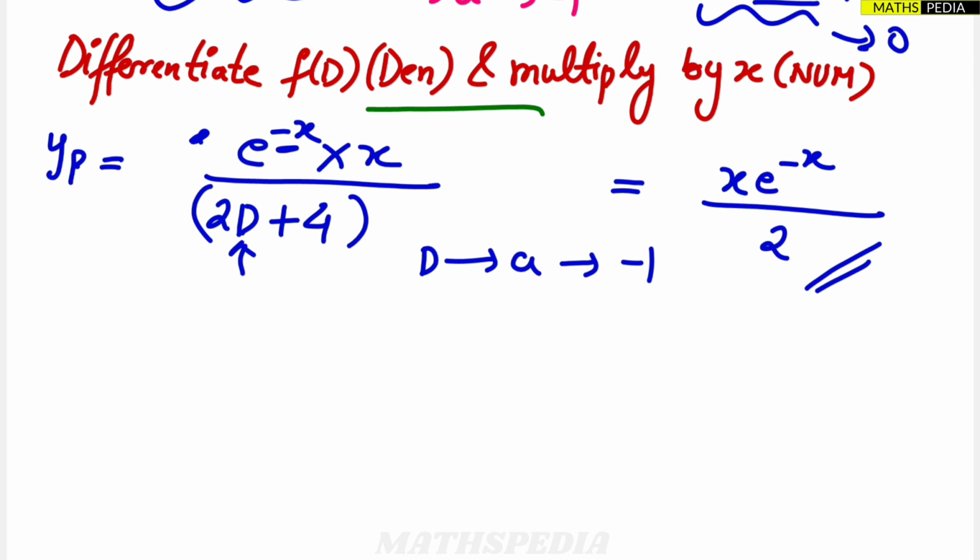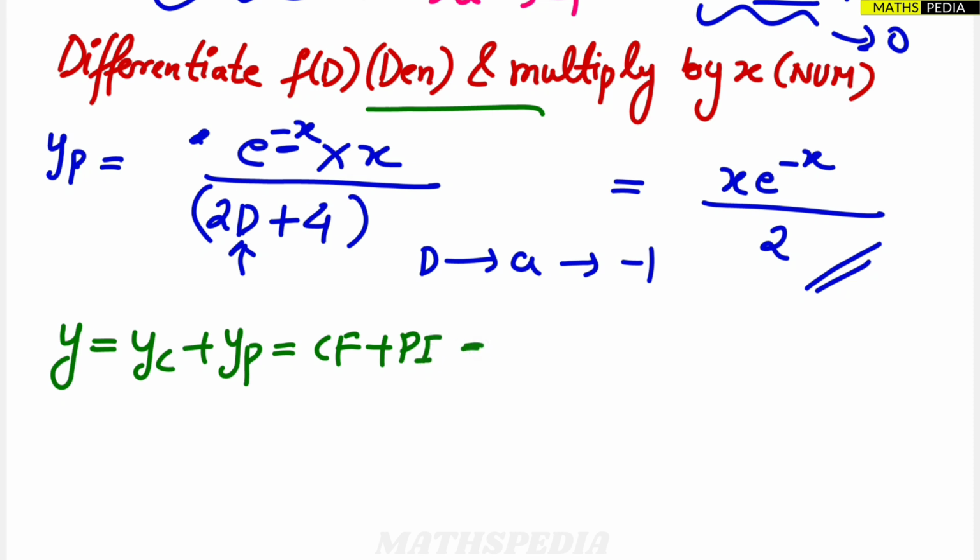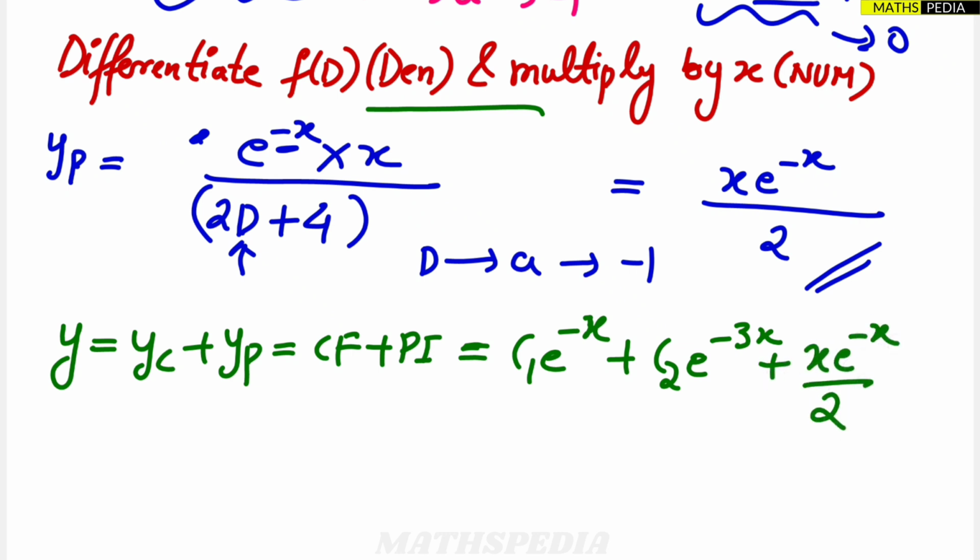Okay. After getting yp value, what you have to do? We can form the equation solution y is equal to yc plus yp, or in other words we can say CF plus PI. So we already calculated the CF value, which we know, c1 e power minus x plus c2 e power minus 3x, plus x into e power minus x by 2, which is nothing but yp value.